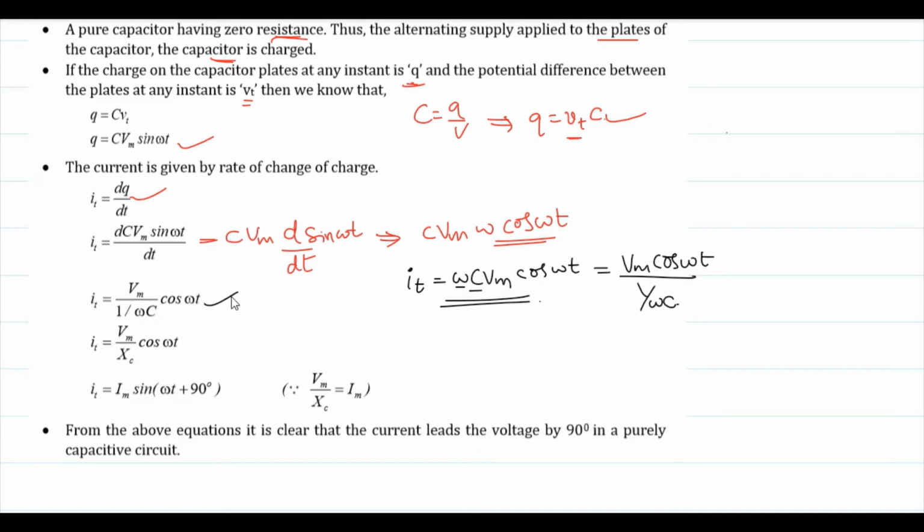So it is equal to Vm divided by 1 by omega C into cos omega t. Then I can write this as i equal to Vm divided by Xc into cos omega t, where Xc is nothing but 1 by omega C. This is called the capacitive reactance. It is the resistance offered by the capacitor at any instant at a particular frequency, where AC carries a particular frequency, and omega can be written as 2 pi f.